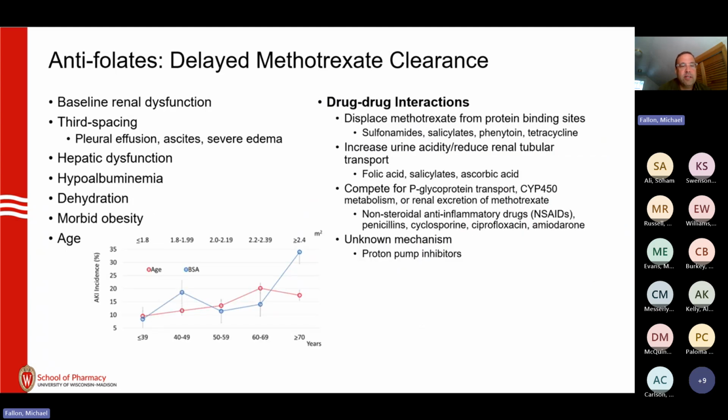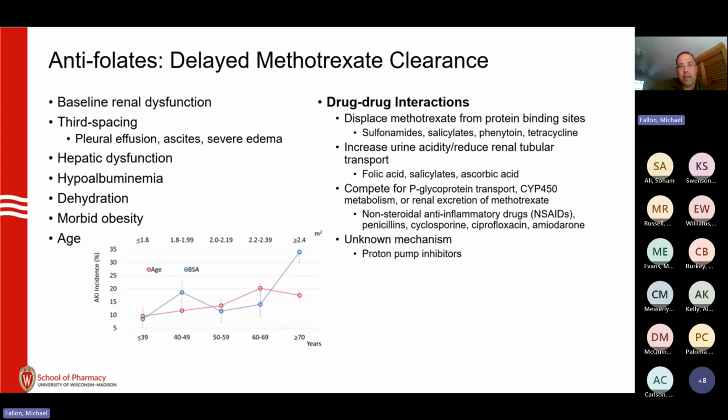So delayed methotrexate clearance can lead to many adverse effects. The risk factors are baseline renal dysfunction, third spacing. And so a lot of times if we're worried about third spacing, we'll end up getting an X-ray just to make sure there's not a pleural effusion or anything if someone is short of breath. Hepatic dysfunction, low albumin, dehydration, morbid obesity, and age. And we really saw with obesity, this is a slide from our patients, larger BSA patients definitely had more renal toxicity.